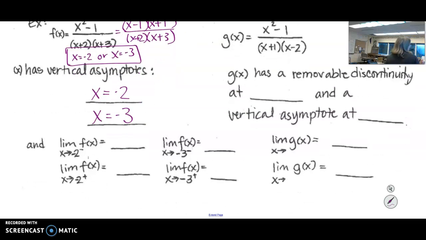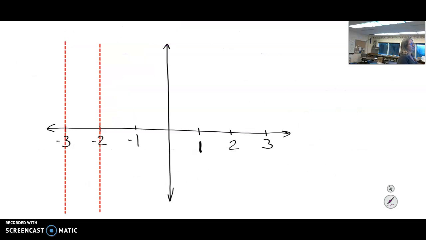So now what we're going to do is figure out what happens as you approach -2. Is the graph going to go towards positive infinity or negative infinity? So we have vertical asymptotes. Here's a graph that has vertical asymptotes at -2 and at -3, and we're looking at what's happening as you approach -2.